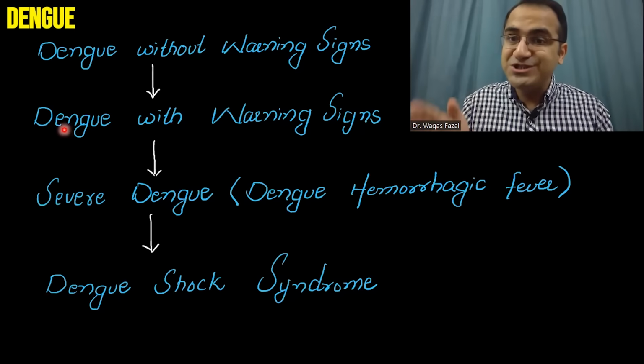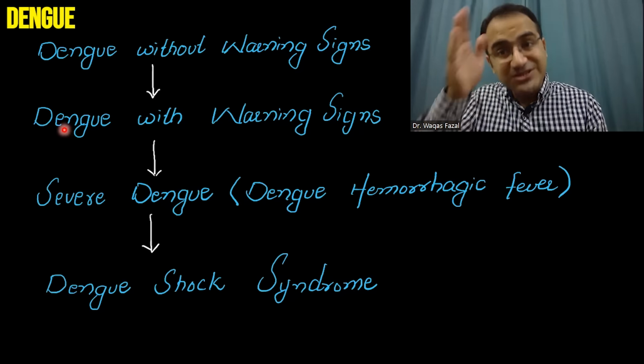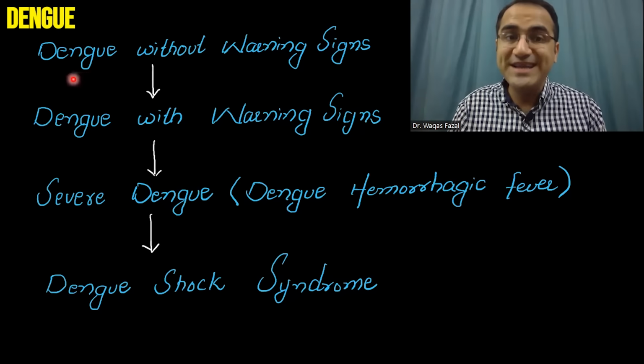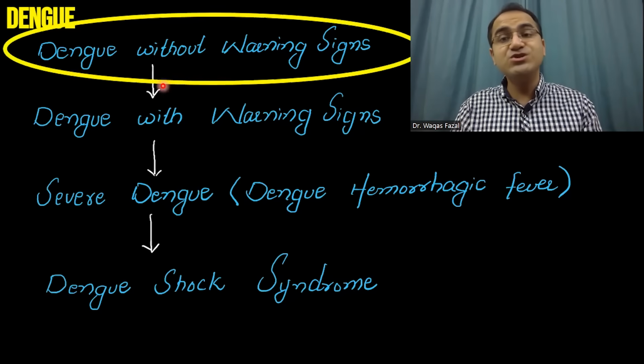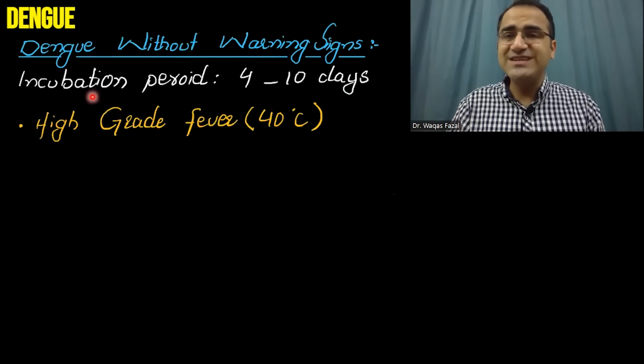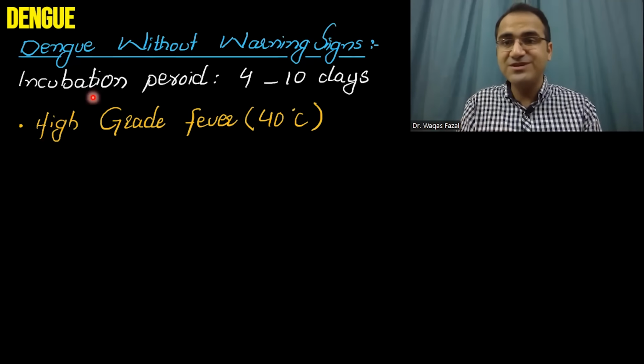We will see how we divide patients into these categories based on the symptoms, as well as how we treat these patients according to these categories. Now coming to the first one, dengue without warning signs, in which the majority of patients present. This phase lasts for the first 7 days after the onset of symptoms.